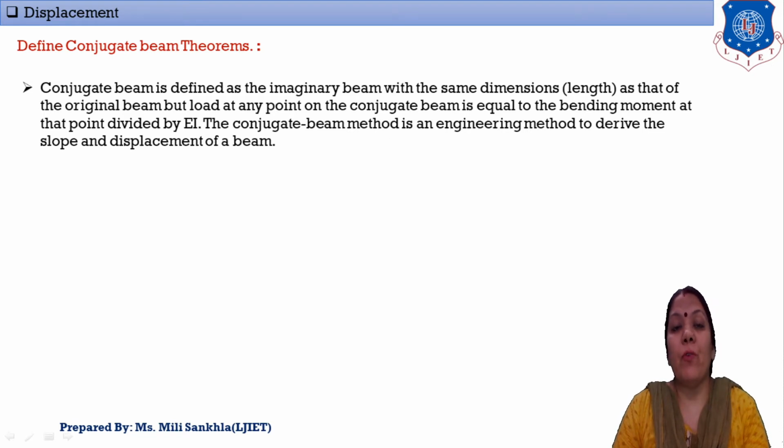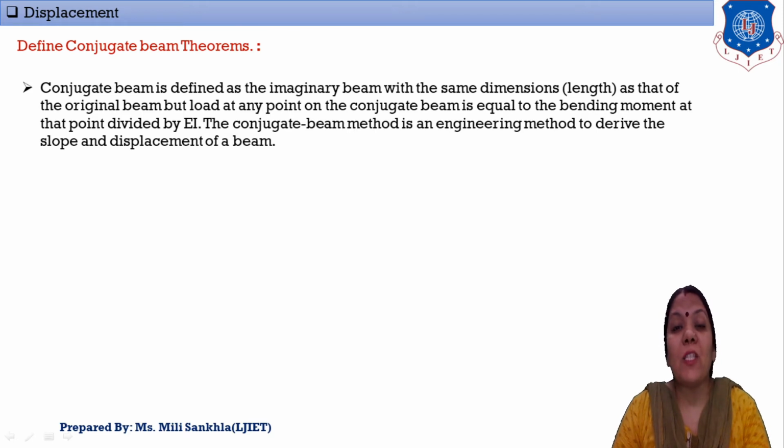Again, I am repeating: the conjugate beam is our imaginary beam and its length is the same as the actual beam. Now our beam is loaded with the M upon EI diagram, such that we can find slope and deflection. When the beam is loaded with the M upon EI diagram, then the shear force and bending moment of the conjugate beam are the slope and deflection of the actual beam. Got it?